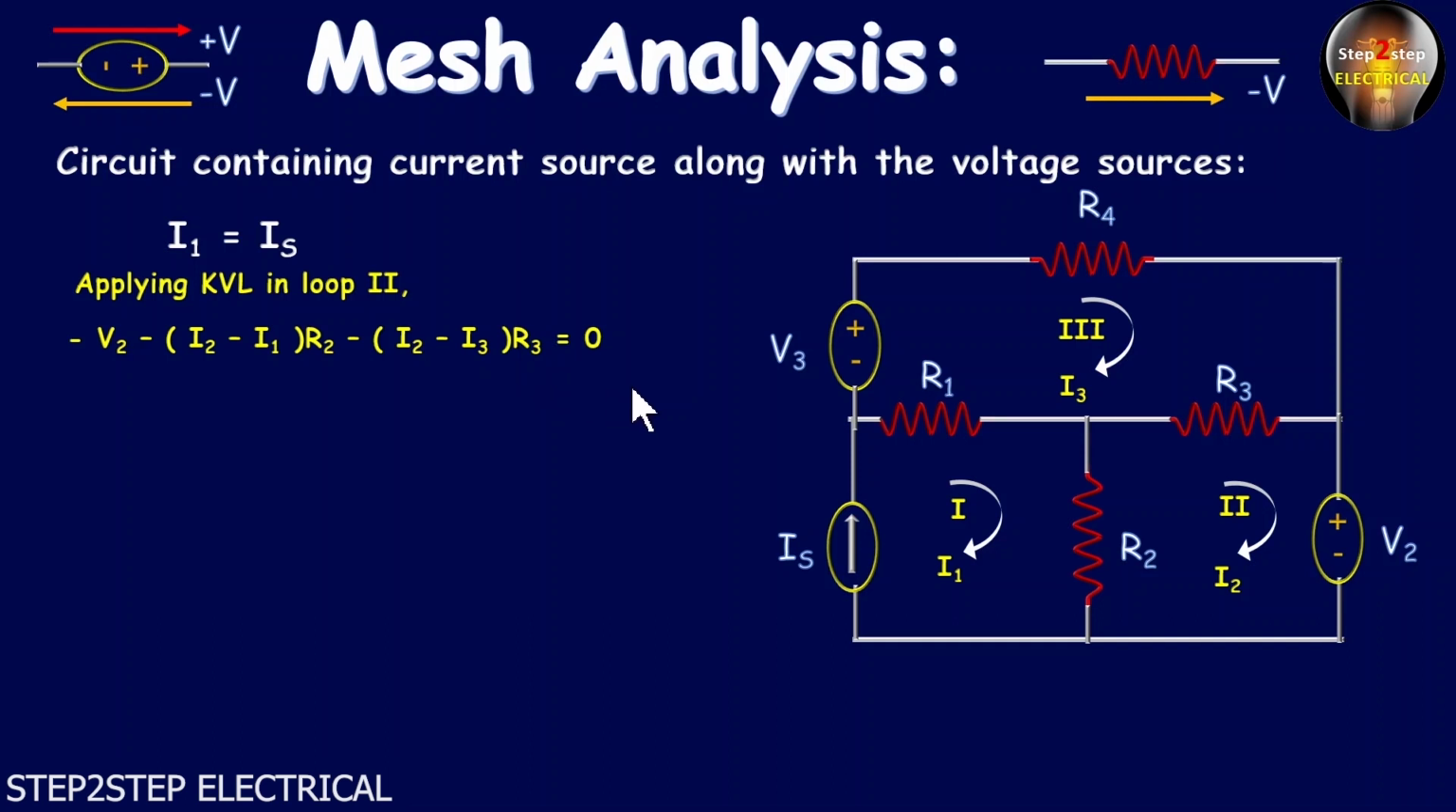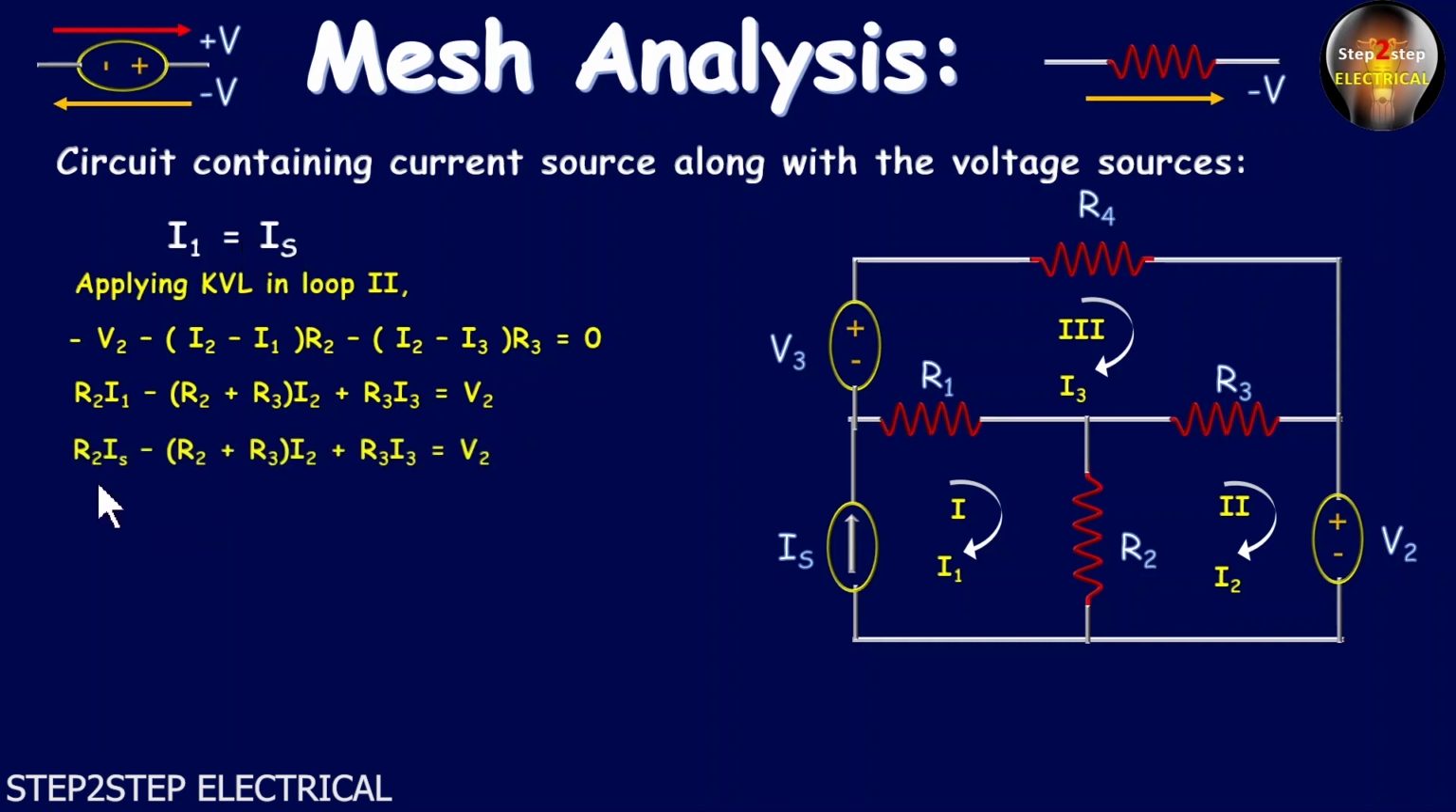So on simplifying this equation, we can write R2 into I1 minus (R2 plus R3) into I2 plus R3 into I3 is equal to V2. Now it's time to replace this I1 by its value Is. So on replacing, we can write R2 into Is minus (R2 plus R3) into I2 plus R3 into I3 is equal to V2. So this is the first equation.